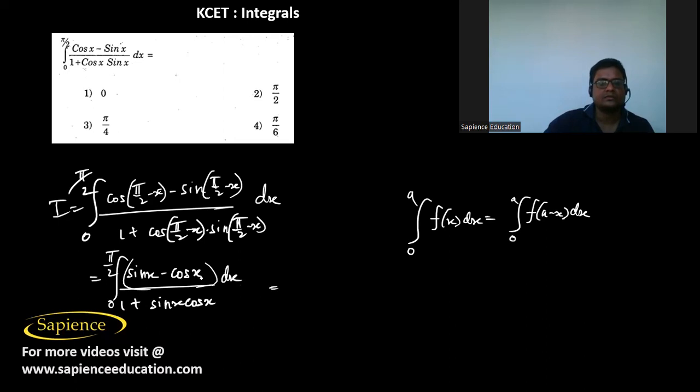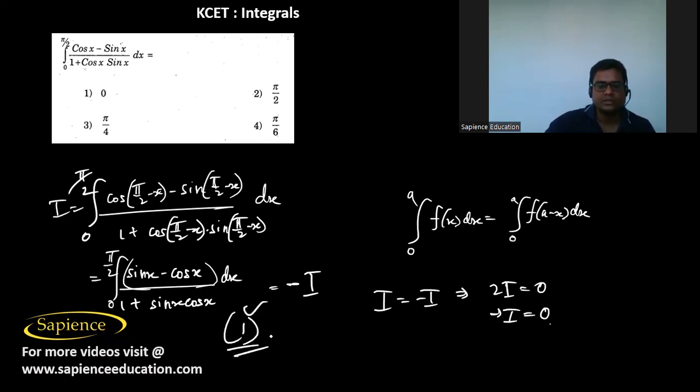So this is equal to minus I. So I is equal to minus I. It means that 2I is equal to 0. So I will be equal to 0. So the value of this integral is 0. So option 1 is the correct answer.